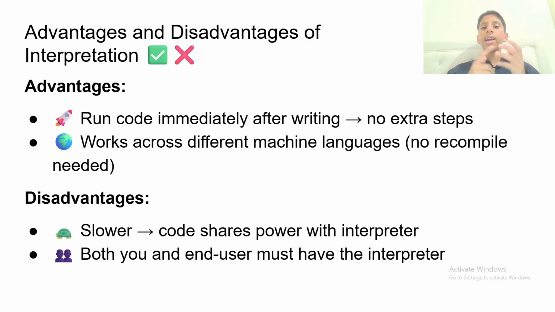The advantages and disadvantages of interpretation. So let's explore the advantages. We can run code immediately right after writing. There are no extra steps. It works across different machine languages. And we don't need to compile again, meaning no recompile needed. And the disadvantages: it's slower. The code shares power with the interpreter, and both you and the end user must have the interpreter.